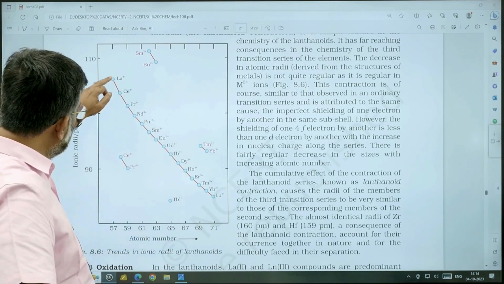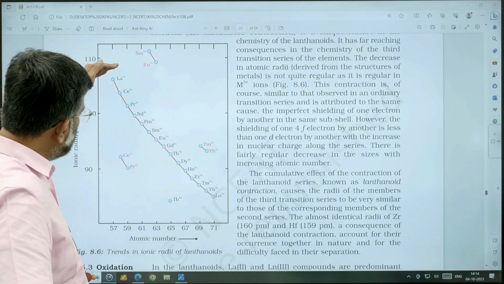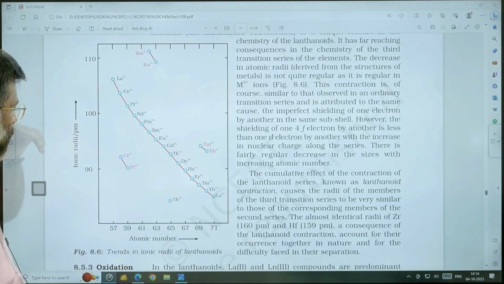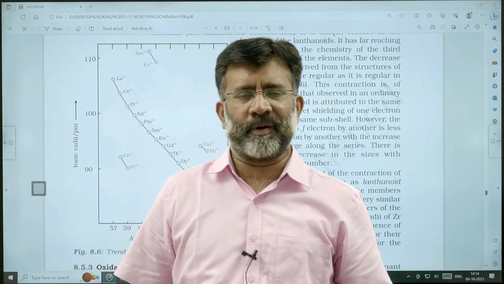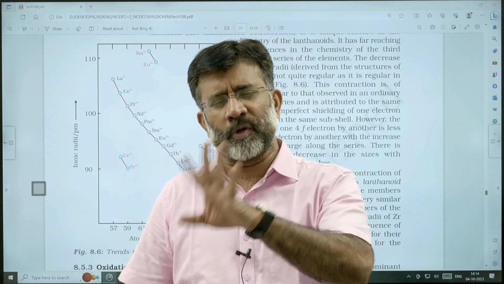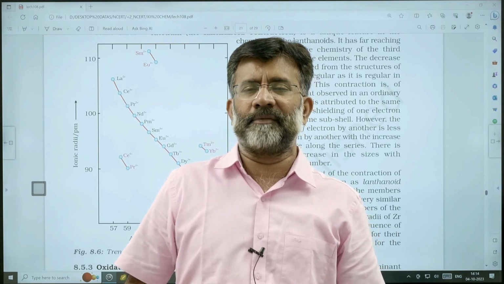When you start from lanthanum, then cerium up to lutetium, you can see a regular gradation in the atomic and ionic radii. This is called lanthanoid contraction. And what are the important consequences of lanthanoid contraction? That also has come many times in exams.